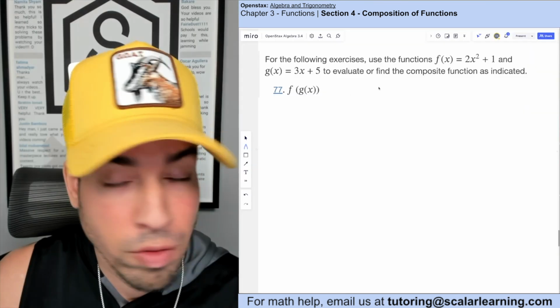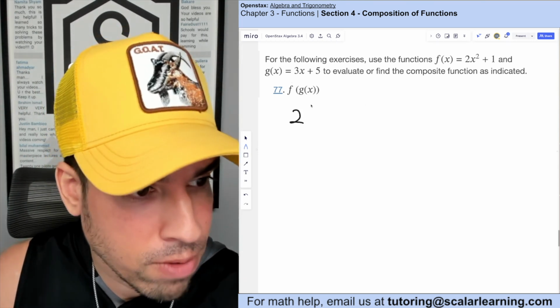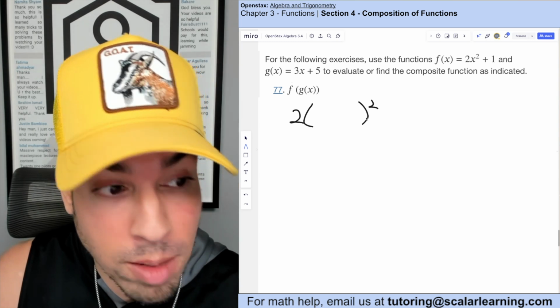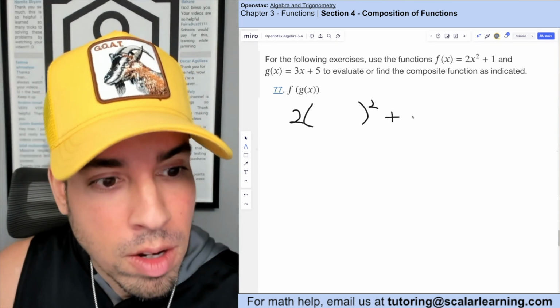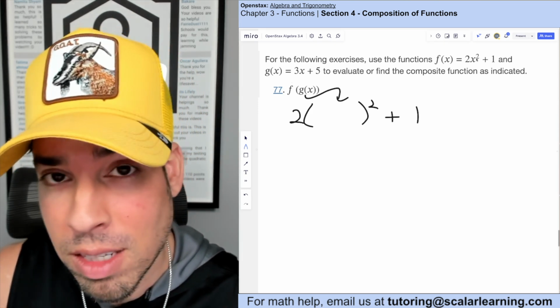Boom, done. So for this one, we're finding f of g of x, which means we're taking our f function, 2 times x squared. And again, I'm leaving a space here. You'll see why. Plus 1. And I'm taking g and I'm plugging it in for every instance of x.